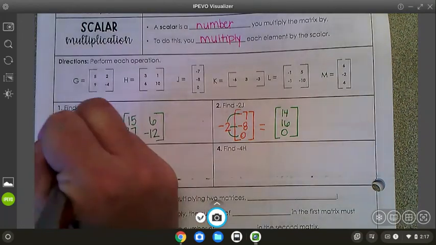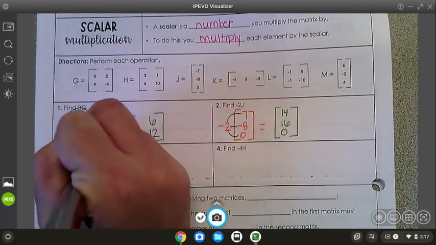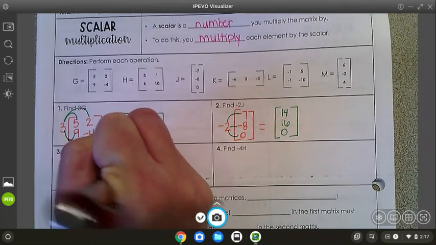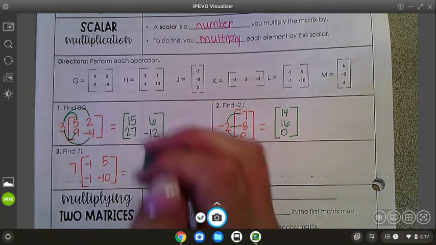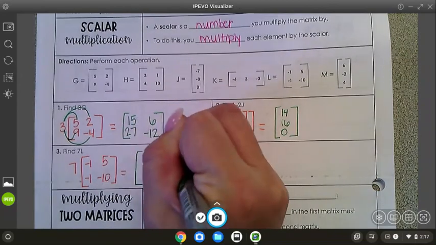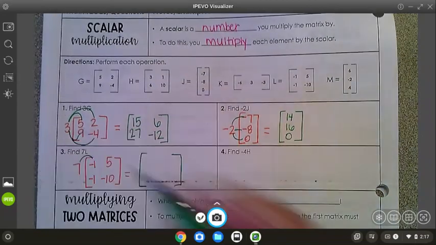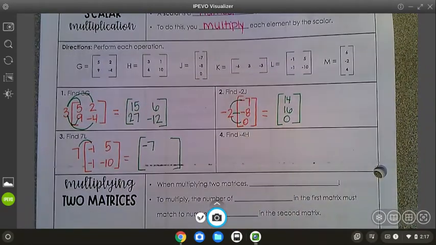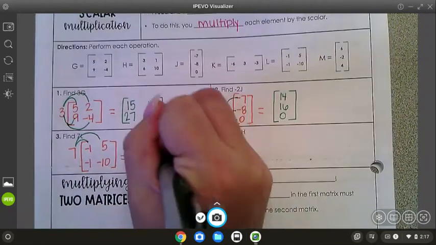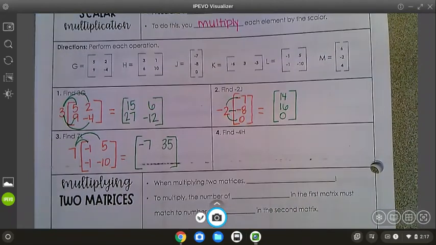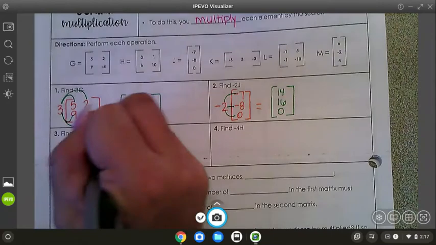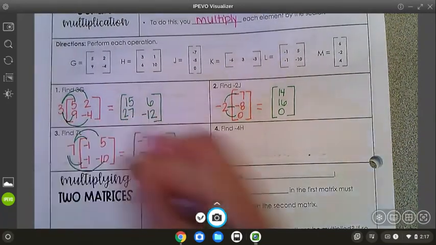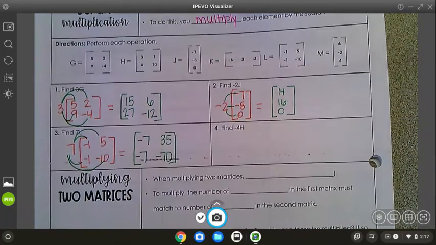Number 3, 7L. So we're multiplying by 7. 7 times negative 1 is negative 7. 7 times 5 is 35. 7 times negative 1 is negative 7. And 7 times negative 10 is negative 70.